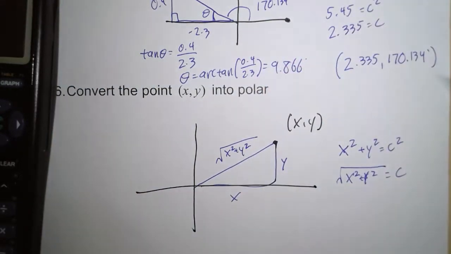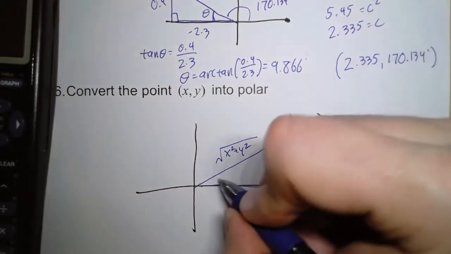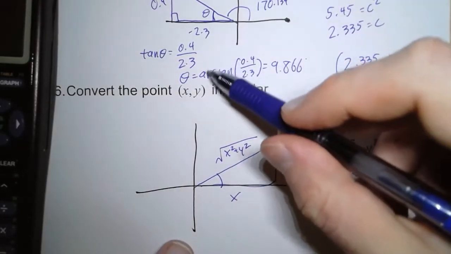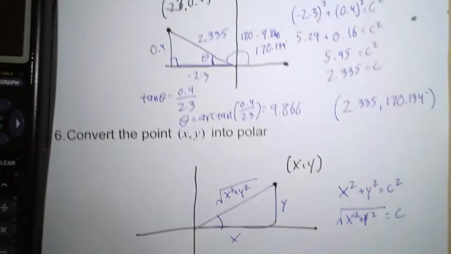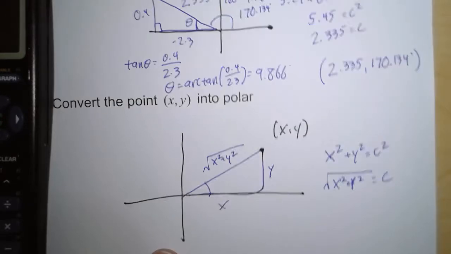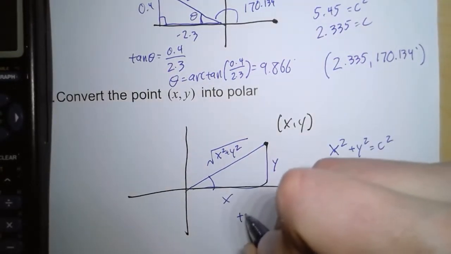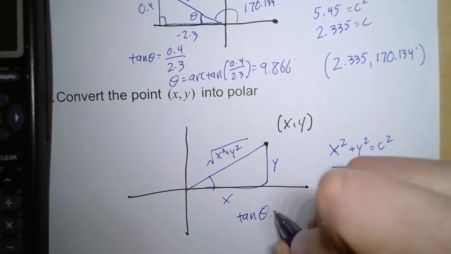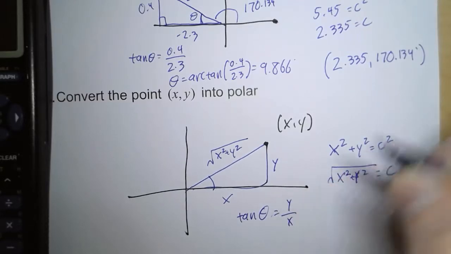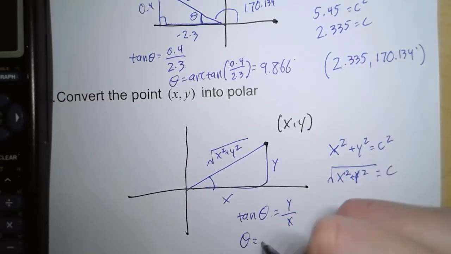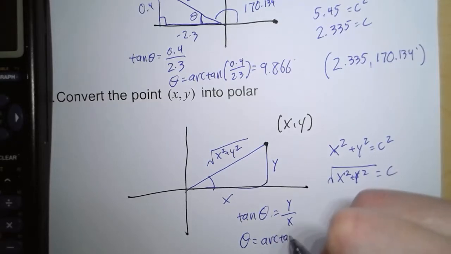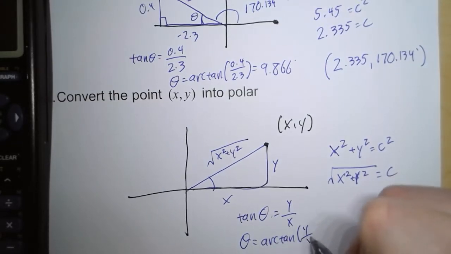That is our distance. Now, how do we find the angle? Well, how did we find the angle up in number 5? We set up the tangent ratio. We do the same thing here. Tangent of theta, whatever this angle is, is y over x. So that means theta is arctan of y over x.